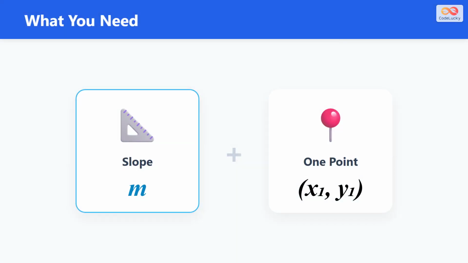To write a linear equation, you generally need two specific pieces of information. First, you need the slope, which we represent with the variable m. Second, you need a coordinate pair for 1 point on the line, which we call x1 and y1. If you have these two things, you are ready to go.